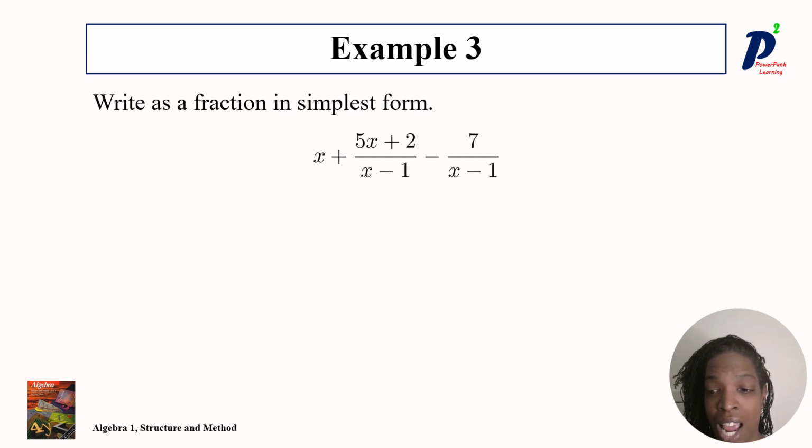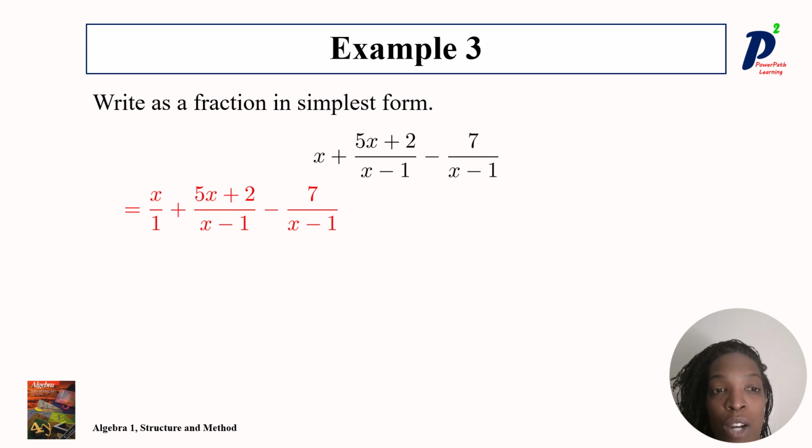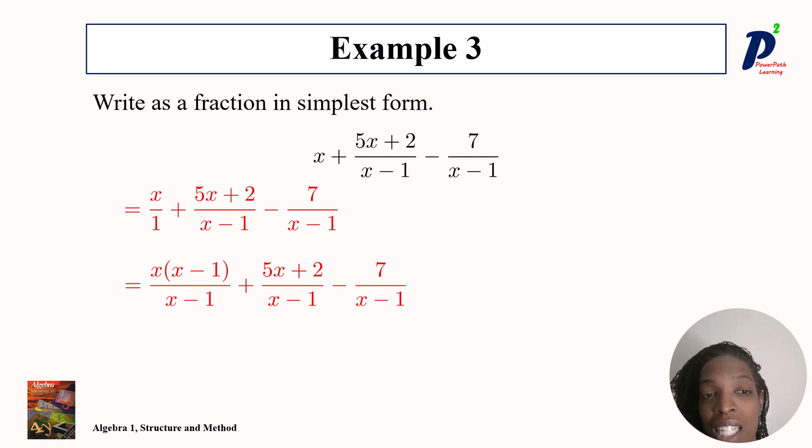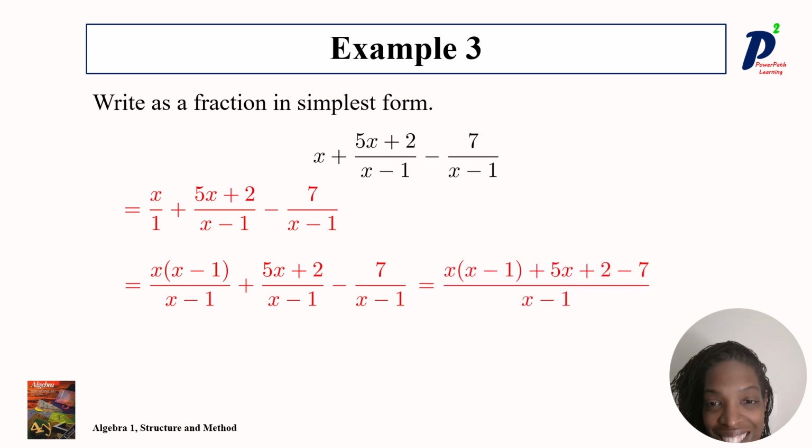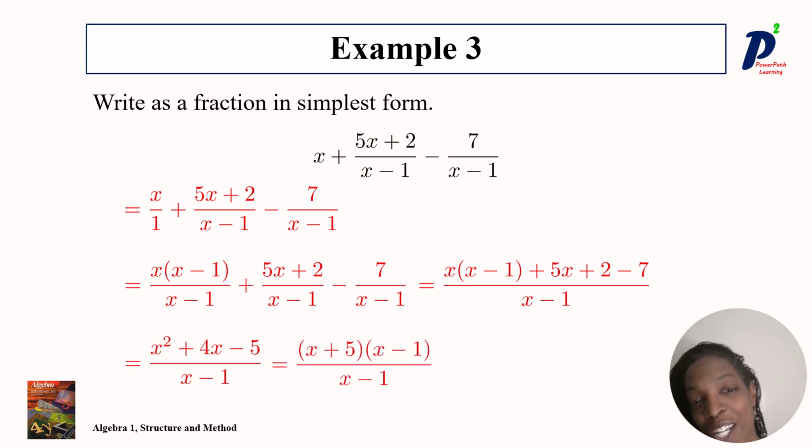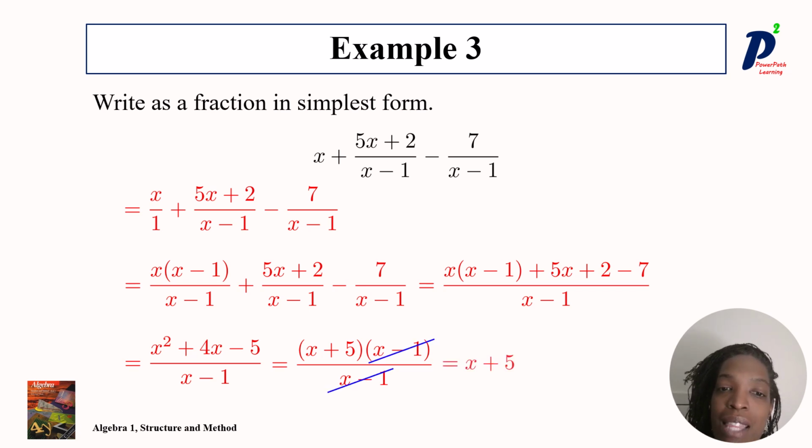I'm starting my solution now. x goes over 1 because my whole number is now a fraction. I need a like denominator, which is going to be x minus 1. I need to combine my numerators. And I'm done. Oh, I'm not done. Who sees it? If you notice that x squared plus 4x minus 5 can be factored, you are correct. This becomes x plus 5 times x minus 1. I'm going to cancel those like terms, and I'm left with x plus 5.